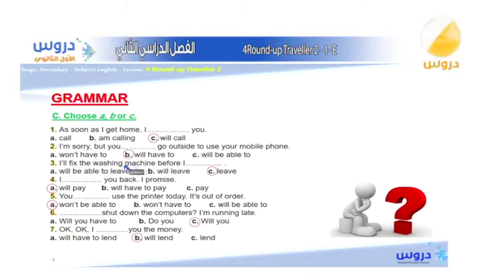Number 3, before I leave, I'll fix the washing machine. Number 4, I will pay you back, I promise. Number 5, you won't be able to use the printer today. It's out of order. So this is will not, it's won't. This is the short form for will not.